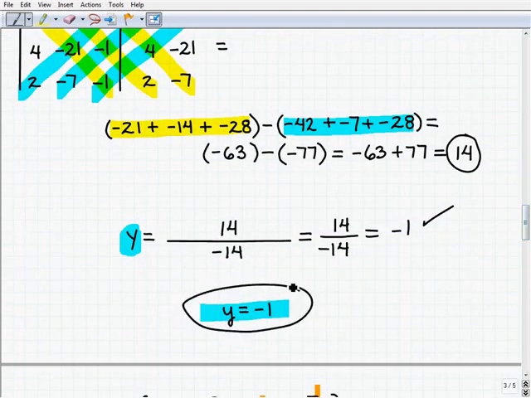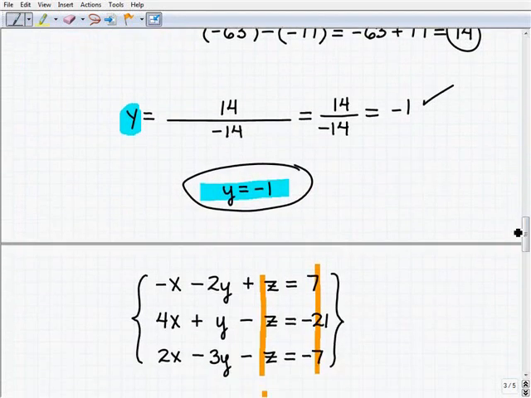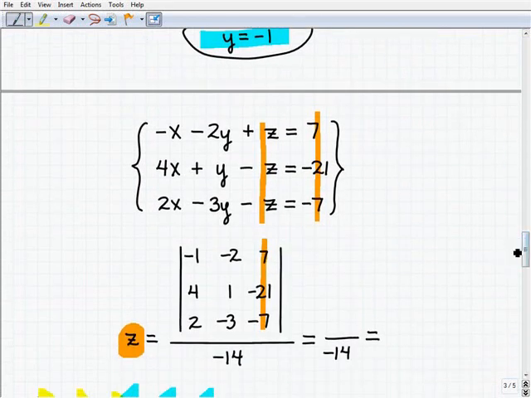So all we need to do is solve for z, and we're going to do it the exact same way. Now why don't you take a moment before I actually show you how to set it up. Let's see if you can do it yourself. All right, so go ahead and write that out for z. Okay, so here it is. You're going to replace the z coefficients with 7, negative 21, and negative 7. So it looks like that. Okay, that's what you should have set up.